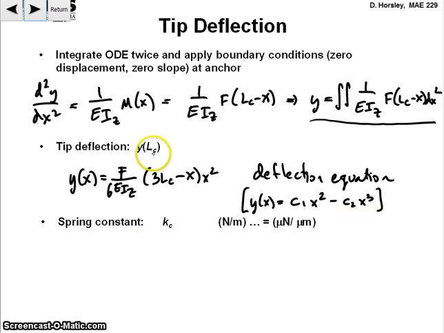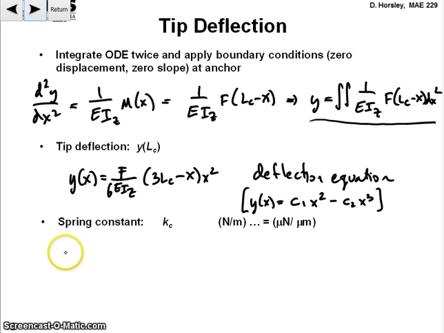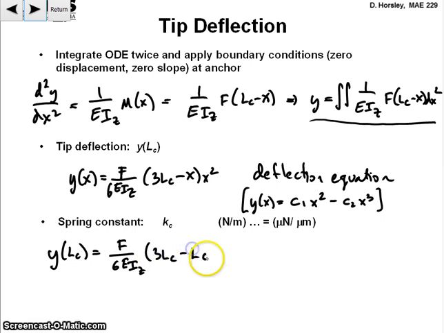Now here, what we're interested in is the deflection at the tip of the beam, right? So we don't need the whole equation for how this thing looks. We only want to know what the deflection is at the end. And so we can plug in y evaluated at LC, and so we get F over 6 EIz times 3 LC minus LC times LC squared, and when we simplify, we get F LC cubed over 3 EIz.